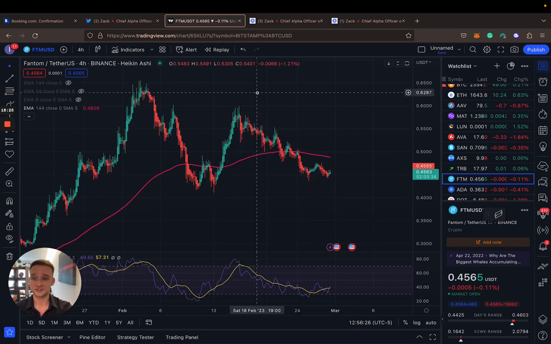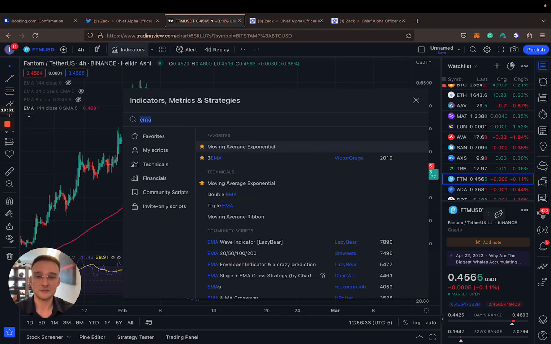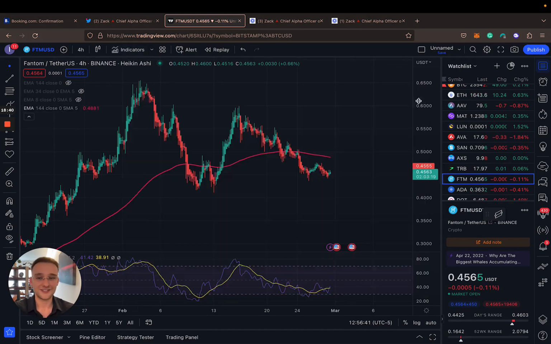Now, if you want to set up the 34 EMA and the 8 EMA, essentially you just need to keep on repeating this process where you put in the moving average exponential, and then you will just change to 34, you change the color, you put 8 EMA, you change the color, and then boom, you have the 3 EMA set up on your TradingView chart.